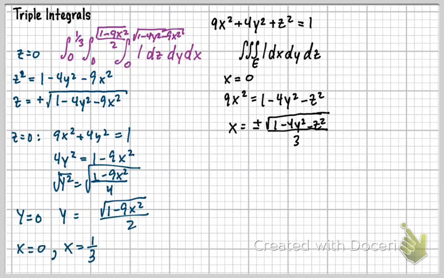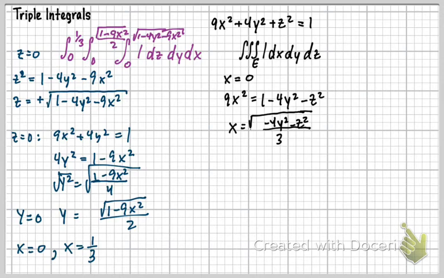So we see that the x is just going to be the positive one. So it's just going to be this here. I'm going to move this over here because that's my upper and lower bound for x now.